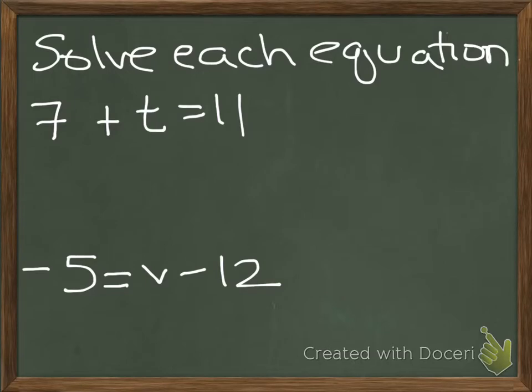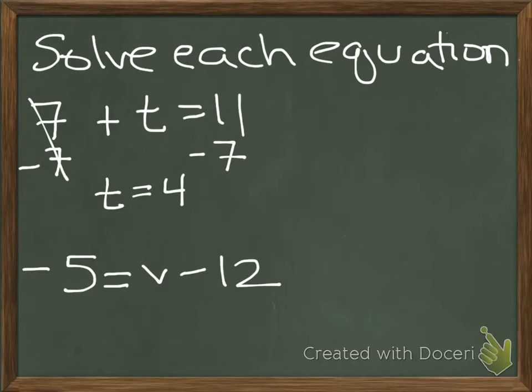Now we're going to solve each of these equations. So we want to always solve an equation by trying to isolate the variable. So t is the variable we want to solve for, so we want to get rid of the 7. We want to subtract it since it's positive to make it 0 on the left side, and then also whatever we do to one side we do to the other, so we're subtracting 7 from 11. Which would give us t equals 4.